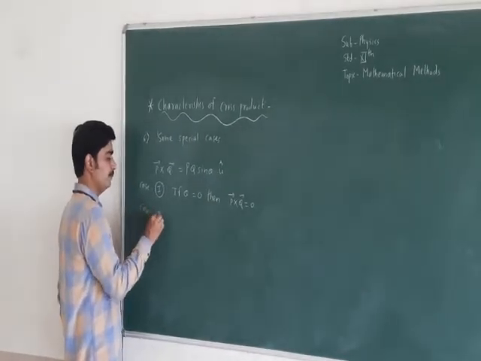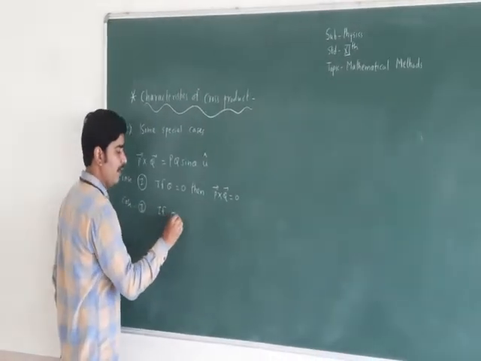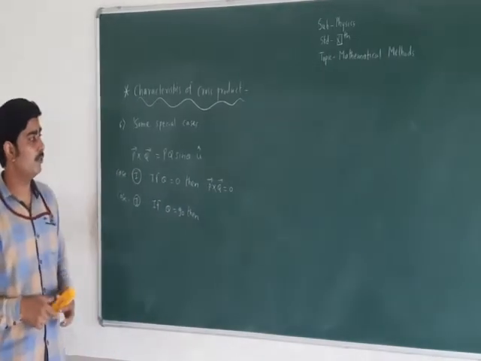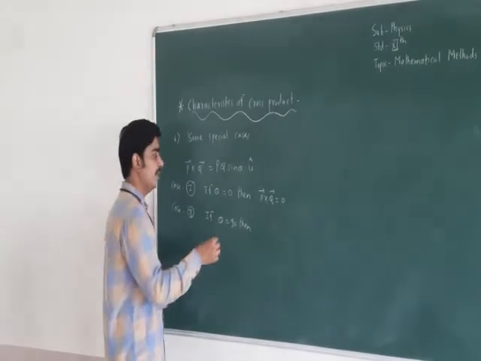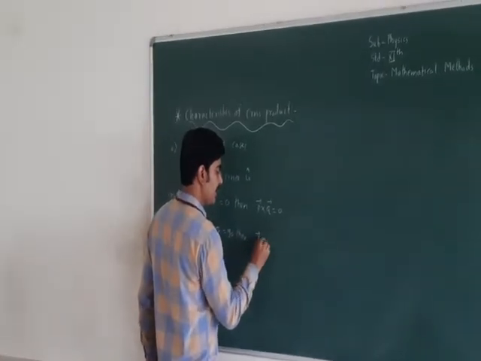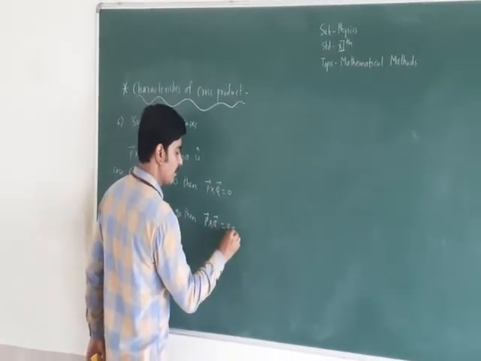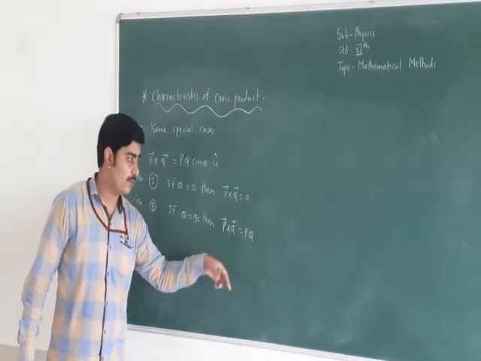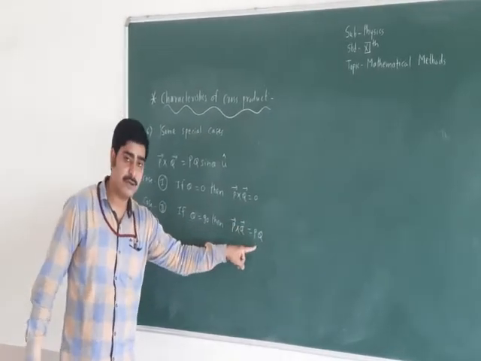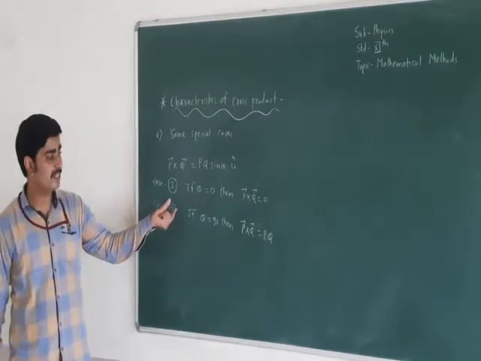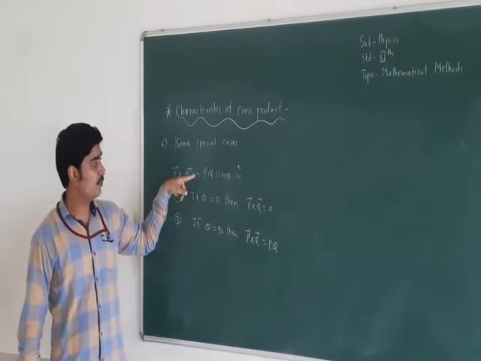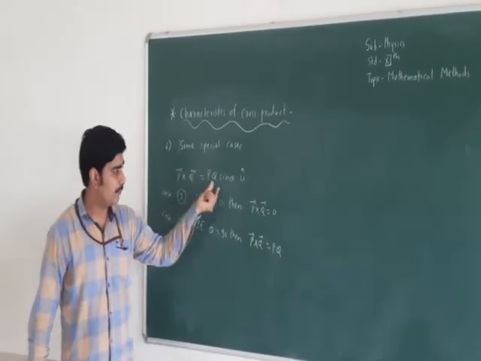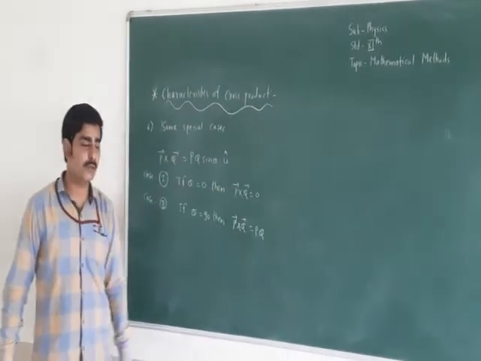Case 2. If theta is equal to 90, what is the value of sin 90? Sin 90 is equal to 1. So we can write vector P cross vector Q is equal to PQ. What is P times Q? It is the product of their magnitudes. Remember, when we are not writing the vector sign, it is called a magnitude. So if theta is equal to 90, then P cross Q is equal to PQ sin theta, substituting sin 90 equal to 1, we get PQ. At that time, the directional vector we have to remove.